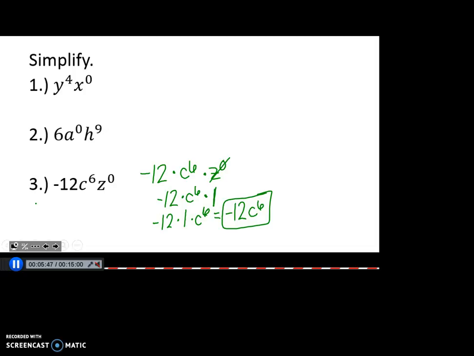So that's the 0 power rule. Anything that is raised to the power of 0, the base and the exponent of 0 goes away, and the whole thing becomes 1.